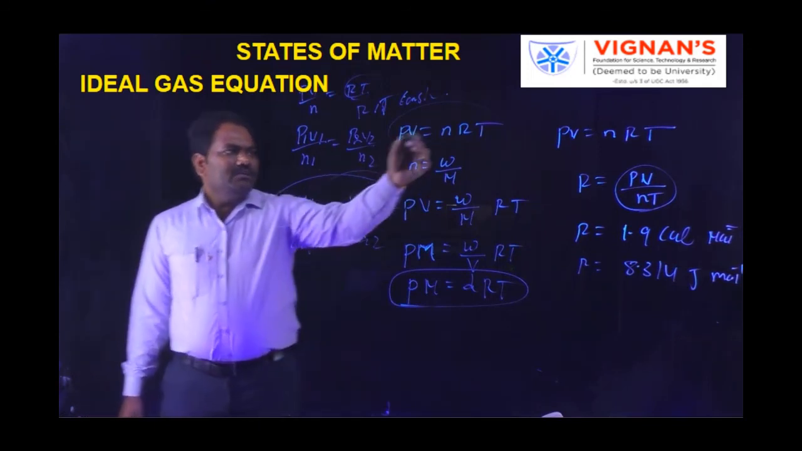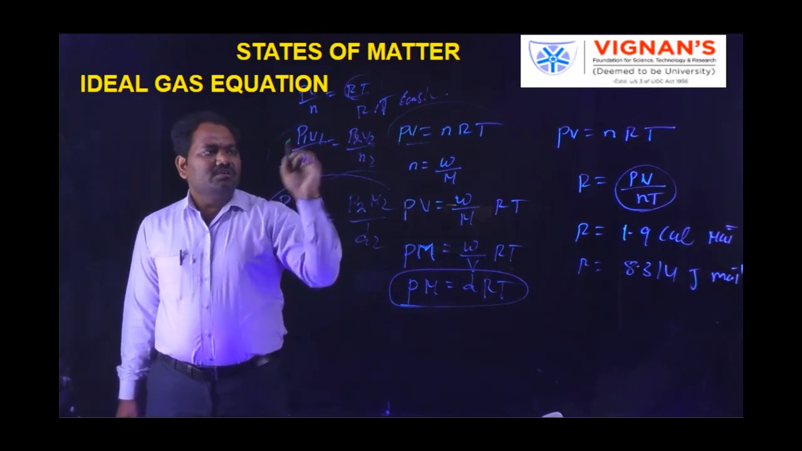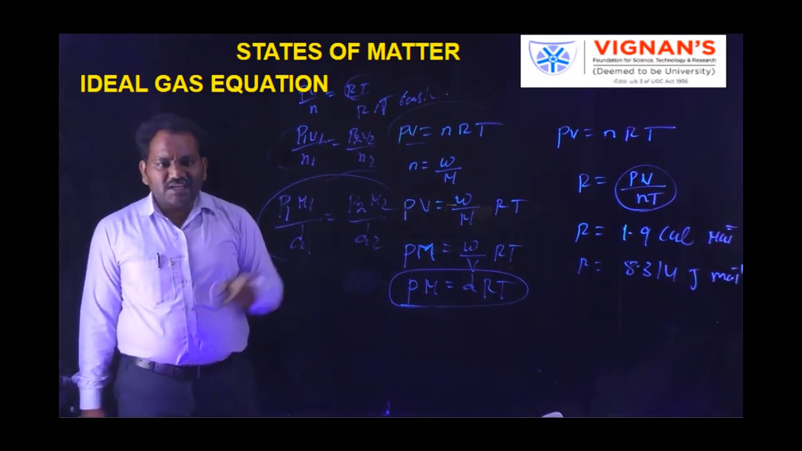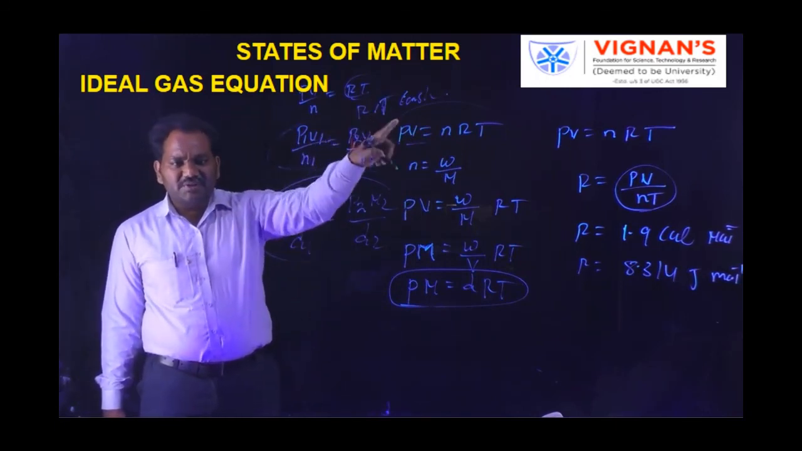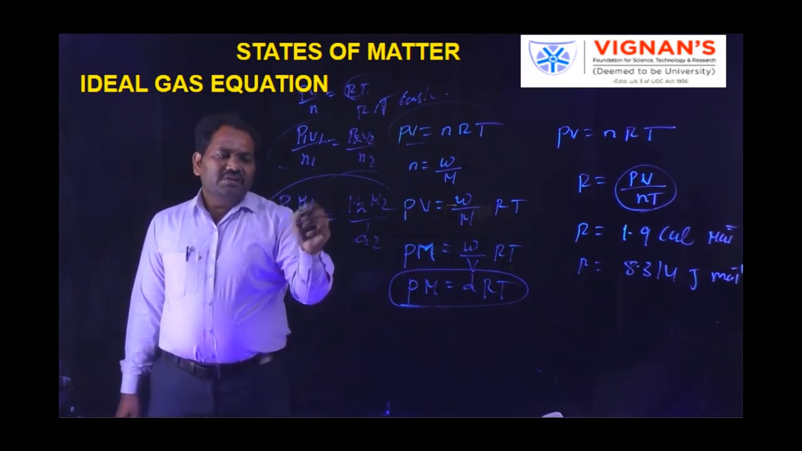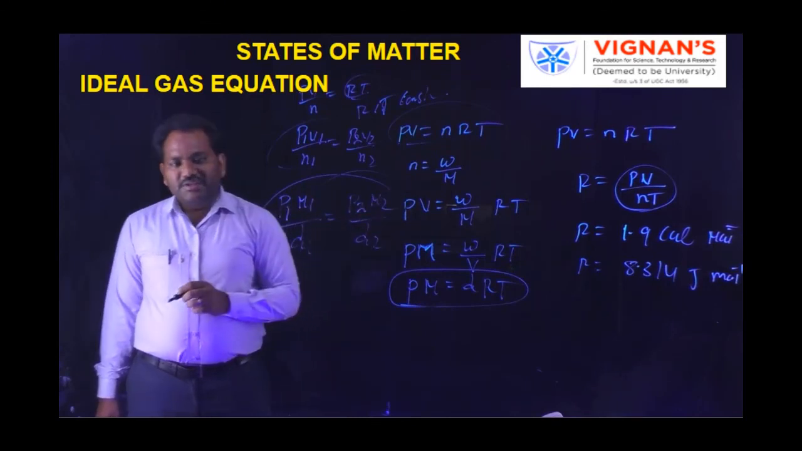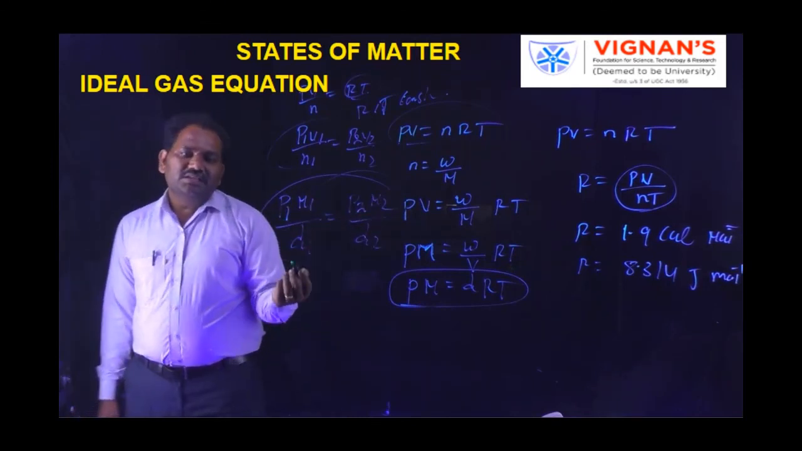PV is equal to nRT is one expression, and P1V1 by n1 is equal to P2V2 by n2 is another expression. All these are applicable only at constant temperature. And P1M1 by d1 is equal to P2M2 by d2 is another expression.